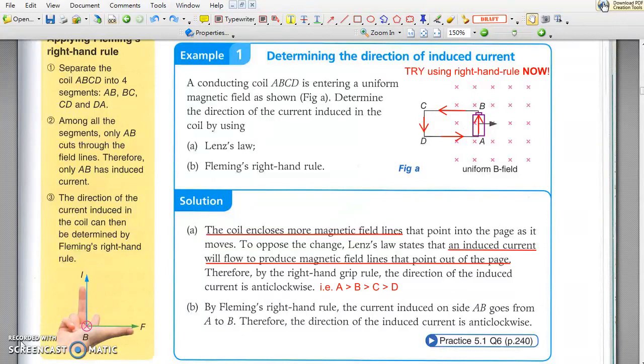Well, you may also apply that on CD, and find the induced current flows from D to C also. But this induced current is smaller since CD is further away from the magnetic field. Thus, the induced current flows anticlockwise eventually.